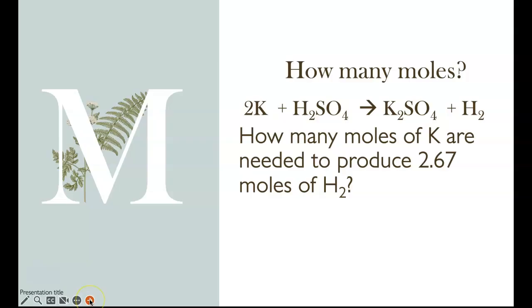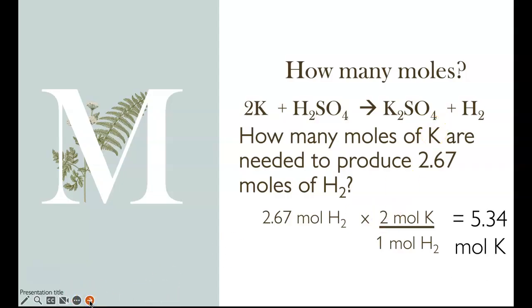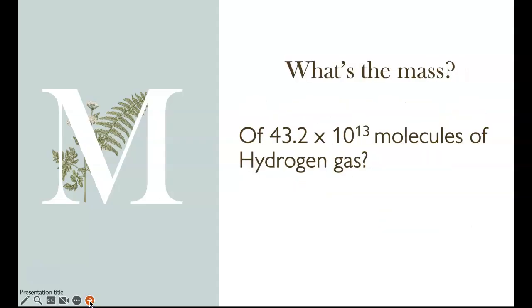So great time to pause the video and see what you get. If you've got 2.67 moles of hydrogen, hopefully you looked at your balanced equation and you noticed that 2 moles of potassium produce 1 mole of hydrogen. And so 5.34 moles of potassium. Okay? How about the mass? If you have this number of molecules of hydrogen gas, what would be the mass?